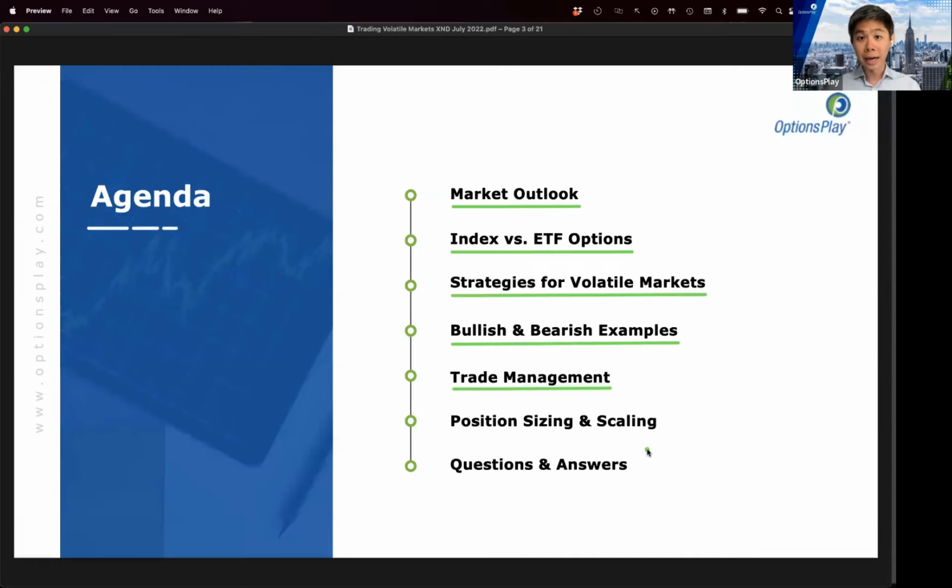Then we'll take a look at trade management and the rules around managing these trades, and also talk about position sizing and scaling, a very important element of trading. And lastly, I'll open this up for Q&A at the very end.